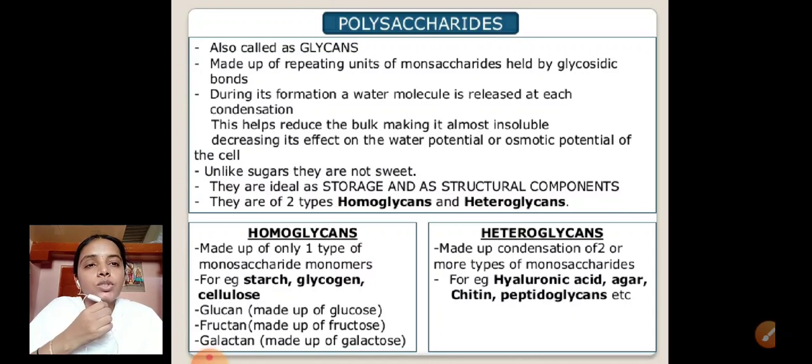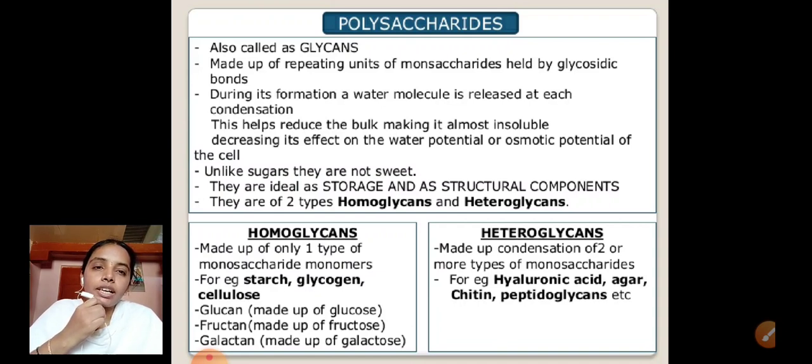It helps reduce the bulk, making it almost insoluble, decreasing its effect on the water potential and osmotic potential of the cell. Unlike sugar, they are not sweet. So they are ideal as storage and structural components. They are of 2 types, homoglycans and heteroglycans, also called homopolysaccharides and heteropolysaccharides.